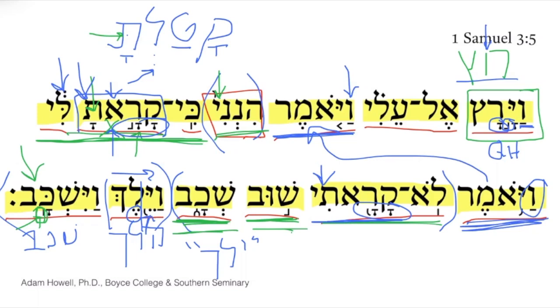So that covers a good portion of the morphology and translation here. Next week, we'll cover the accents in 1 Samuel 3:5.